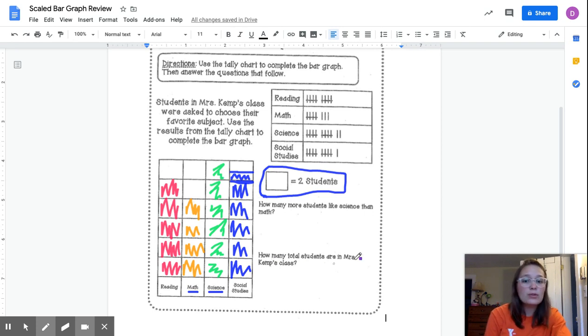How many total students are in Mrs. Kemp's class? To solve this, you can count up the tally marks to figure out the votes. All right, have fun with this worksheet.